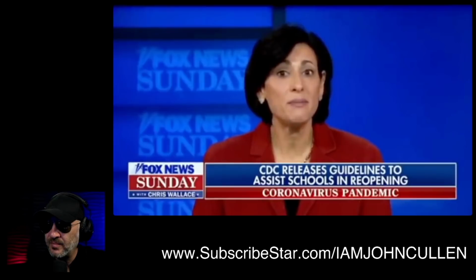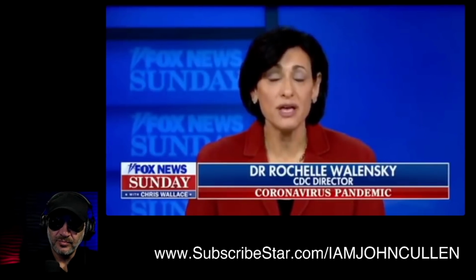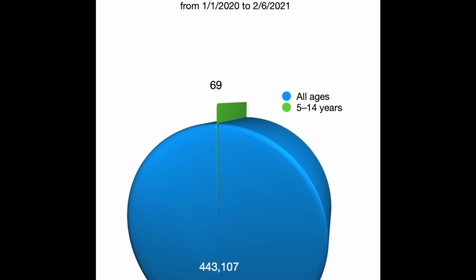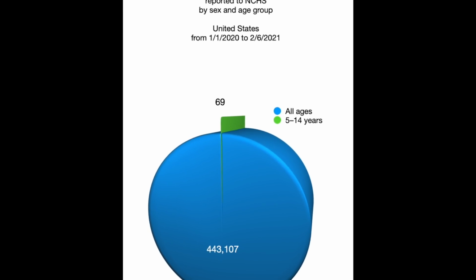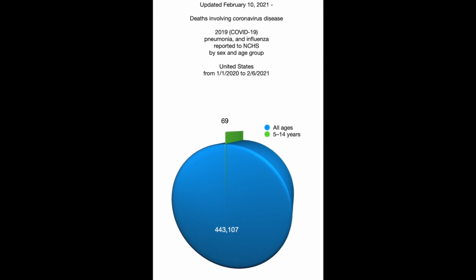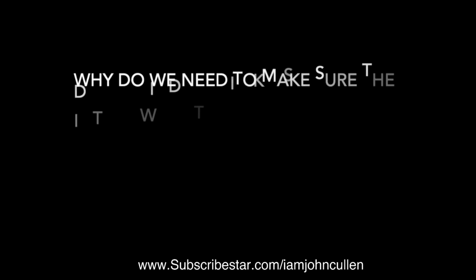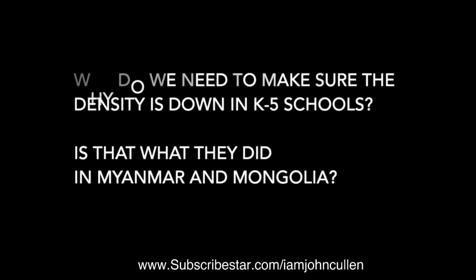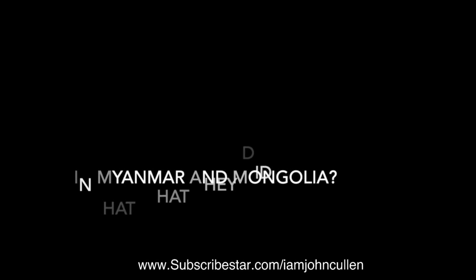So we need to make sure that the K-5 schools and the density is down and... So when she talks about density, why do we need to make sure the density is down in K-5? Is that what they did in Myanmar? Is that what they did in Mongolia? Is that what worked so well there? Was it that they got their density down in K-5 and you called Myanmar and they said that's it?